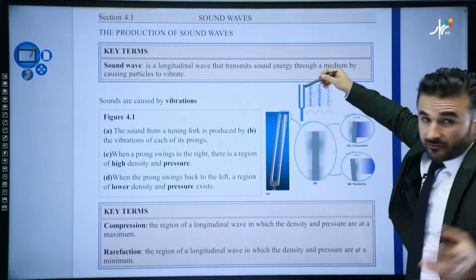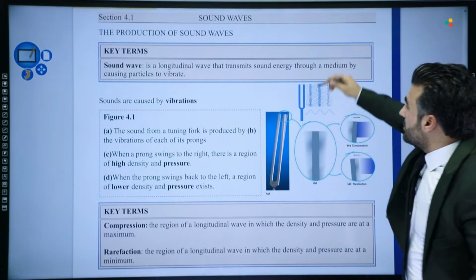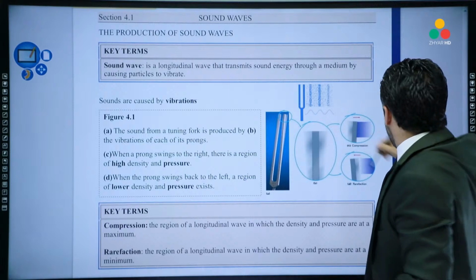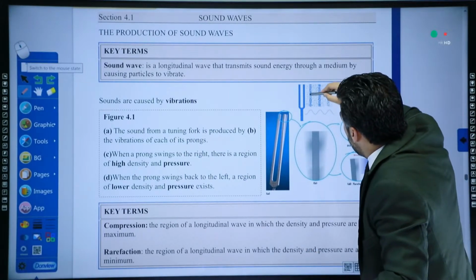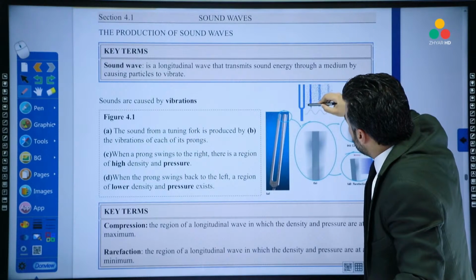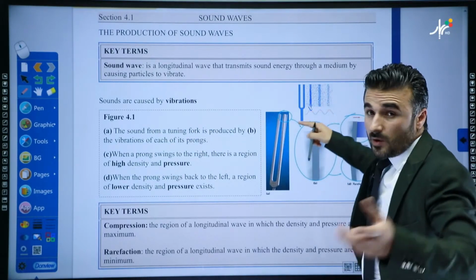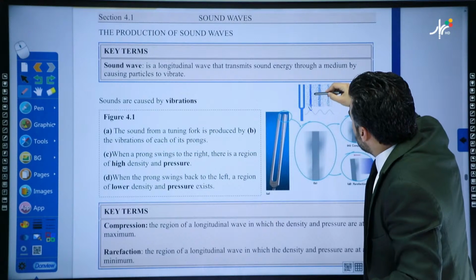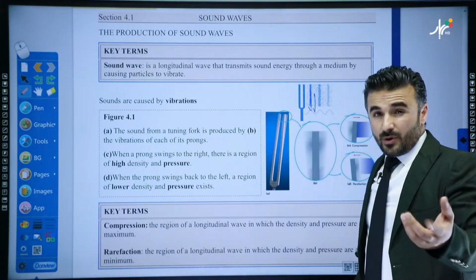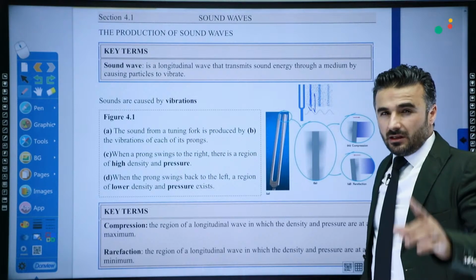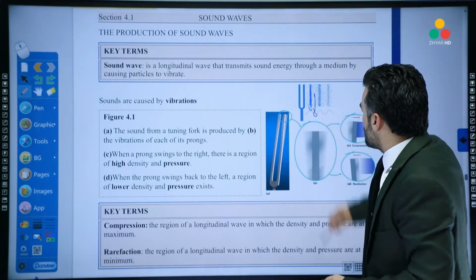Regions where the air particles are far from one another, and then regions where the air particles are compressed, with too many air particles. We can draw this: the region where the air particles are the most, or the pressure is the highest, will represent the crest of a sine wave, and the other region where the air particles are the least, where the pressure and density are at a minimum, would represent a trough.